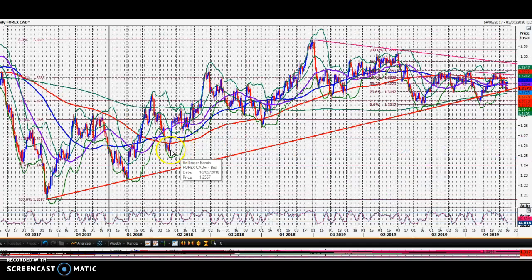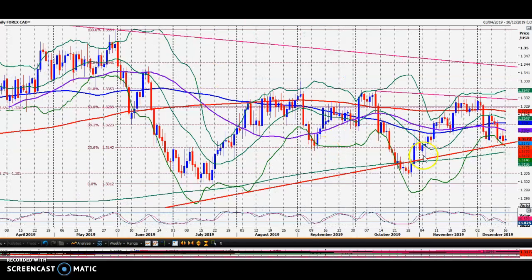US dollar versus the Canadian is a bit more interesting. We have a trend line going back to the end of 2017, so it's at least 2 years old, and we've got a 23.6% fib down here at 131.42. Now then, when I open this chart up, you can see that this is a very, very good support level, this trend line. You will see how we have tested and held that trend line perfectly, coupled with the 23.6% fib support, as I say there. So this is absolutely key.